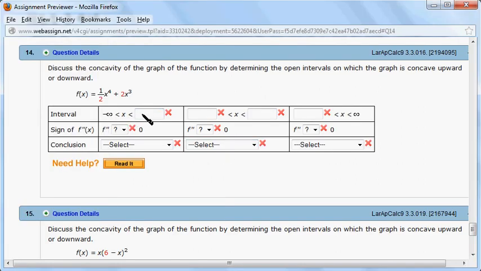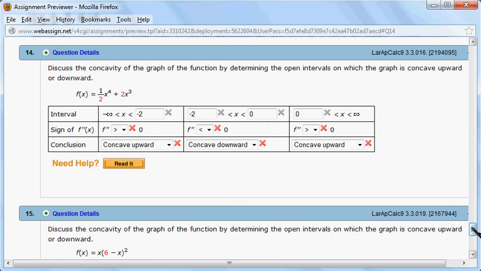So it's from -infinity to -2. The second derivative is greater than 0, which means that it's concave upward. Between -2 and 0, the second derivative is negative, which means that it's concave downward. From 0 to positive infinity, the second derivative is positive and it's concave upward.